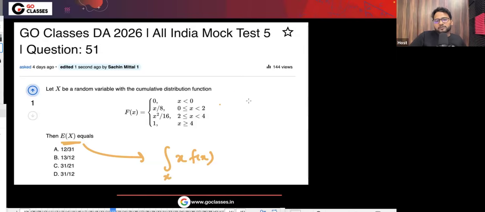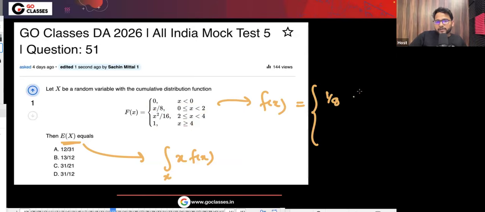Now first we need to find out the small fx, which means from this cumulative distribution function we need to find out the probability density function. Since these are ranges, and not X equal to 1 or X equal to 2 like that, it is basically a continuous random variable. If you differentiate, then you will be getting this.